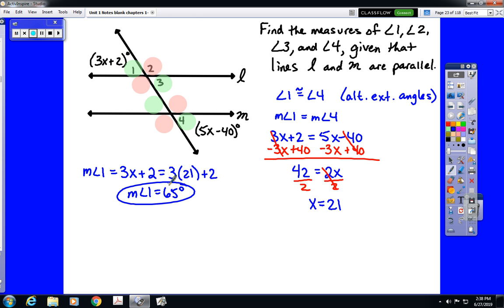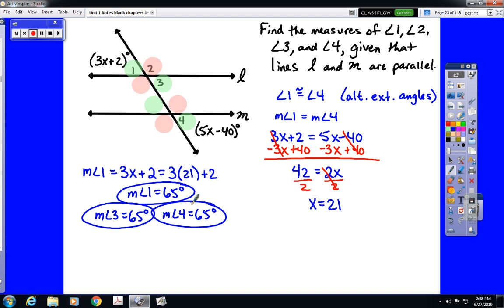Now that's the green angle. So right away we should be able to say, oh, well, the measure of angle 3 is also 65 degrees because that's also a green angle in my picture. And the measure of angle 4 is 65 degrees because that is also a green angle in my picture.